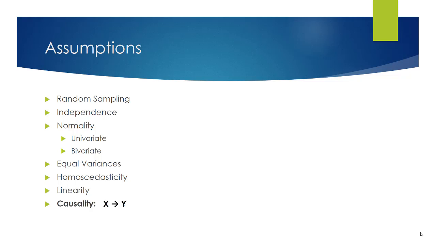The last assumption that we're going to talk about is causality. And really this isn't so much an assumption of bivariate regression in the math or statistical sense, but in more of the conceptual sense. When we talk about the interpretation of the bivariate regression, we often talk about it as a predictor and then the variable that we are predicting.